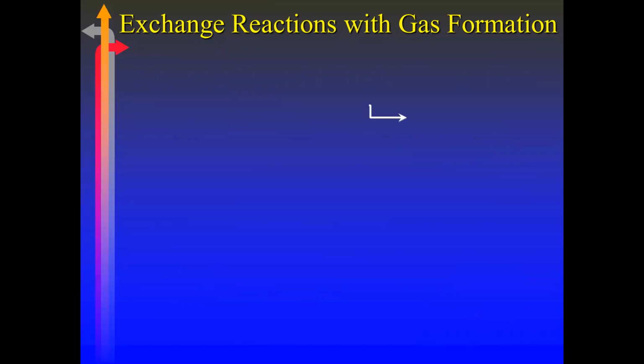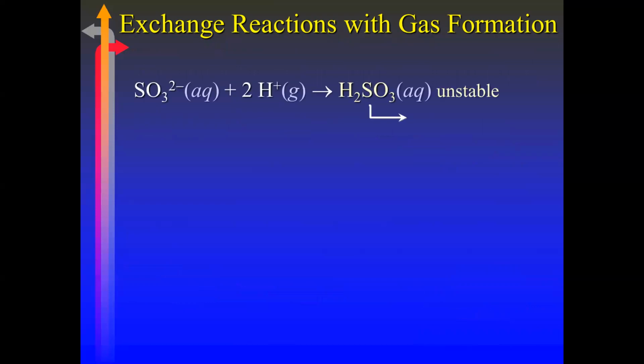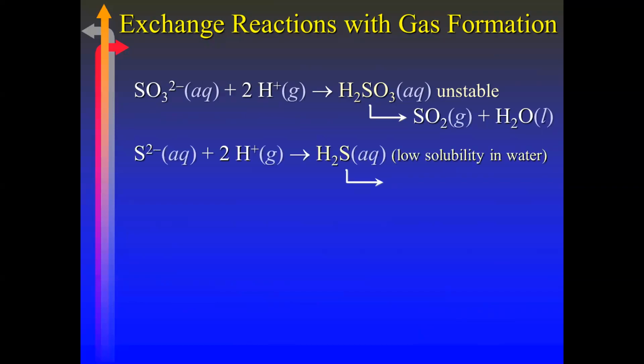So other reactions with gas formation typically go like this, for example, with an acid. Instead of the carbonate, we could also have a salt, like sulfide ion, react with acid and form this gas. Yeah, this is also a gas because this one is unstable.